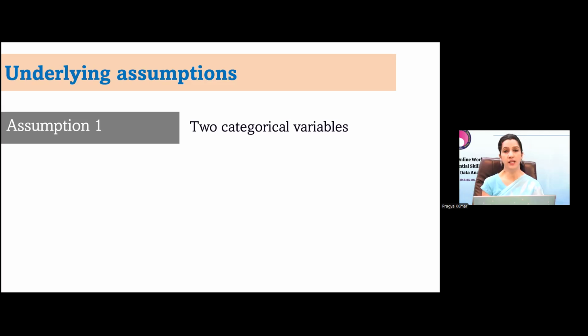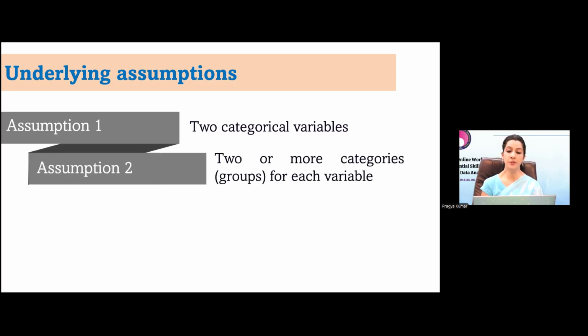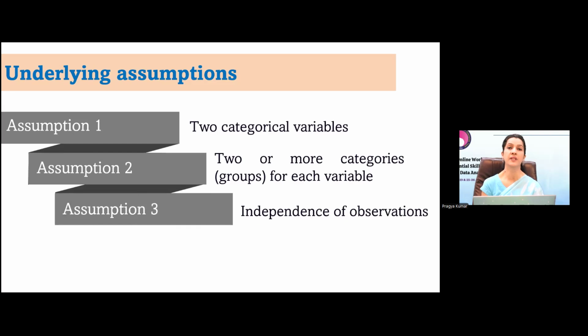So for the chi-square test, the essential criterion is that it should be a categorical variable. If the variable is continuous, and you wish to perform the chi-square test, you need to convert that continuous variable into a categorical one using the transform option, which we have seen yesterday. And the second assumption is that each variable should have two or more categories. The third assumption is the independence of observations.